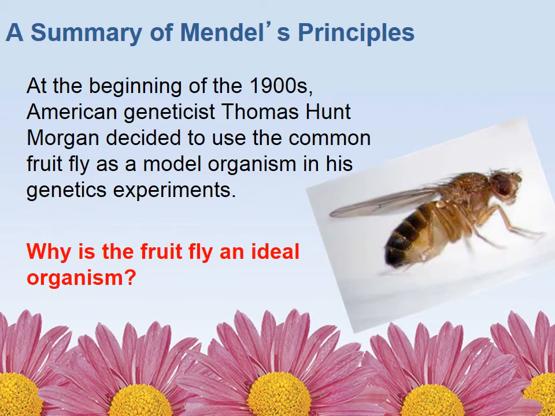Okay. So in the 1900s, now remember, Mendel was in when? The 1800s. An American geneticist named Thomas Hunt Morgan decided to use the fruit fly for his model organism. Do you remember what the characteristics were of an ideal organism?